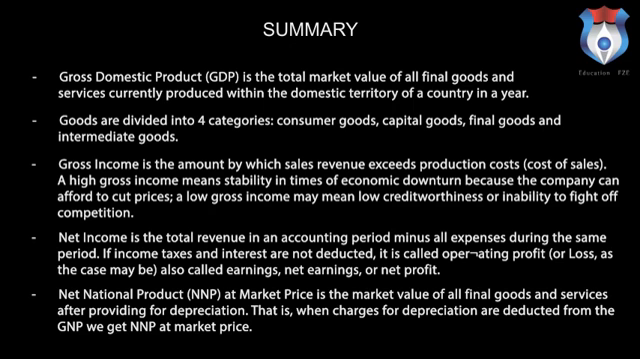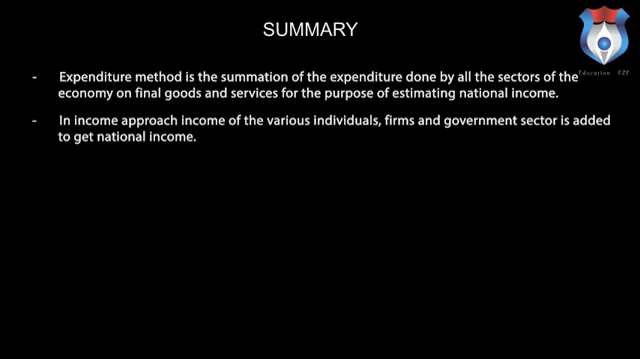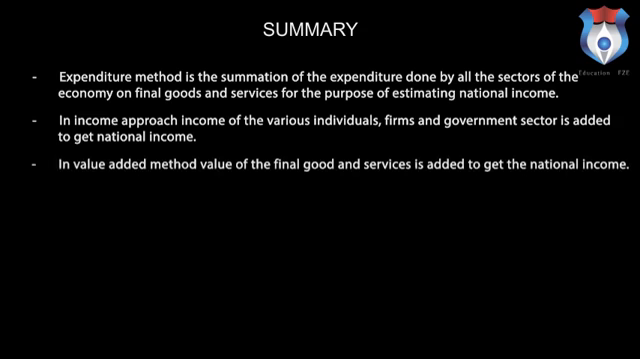Net national product (NNP) at market price is the market value of all final goods and services after providing for depreciation. That is, when charges for depreciation are deducted from the GNP, we get NNP at market price. The expenditure method is the summation of the expenditure done by all the sectors of the economy on final goods and services for the purpose of estimating national income. In the income approach, income of the various individuals, firms, and government sectors is added to get national income. In the value-added method, the value of the final goods and services is added to get the national income.